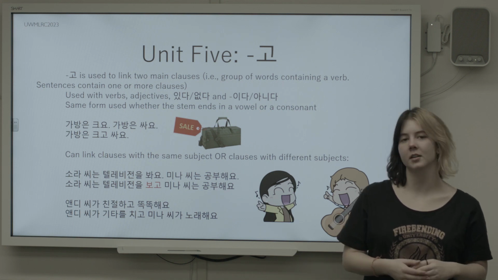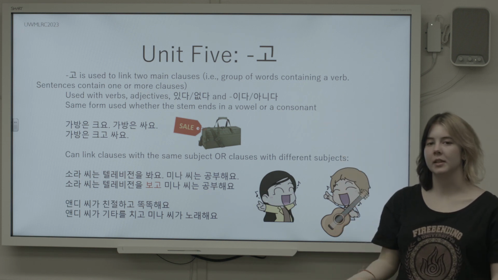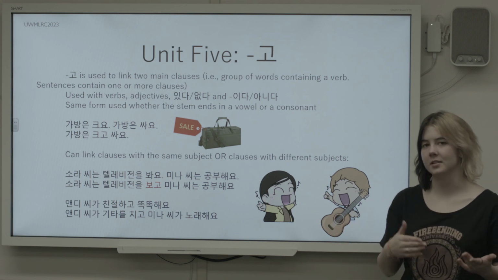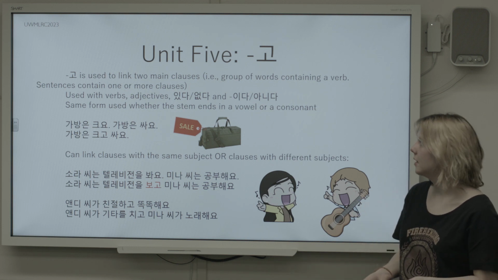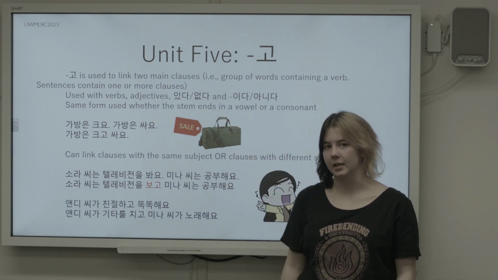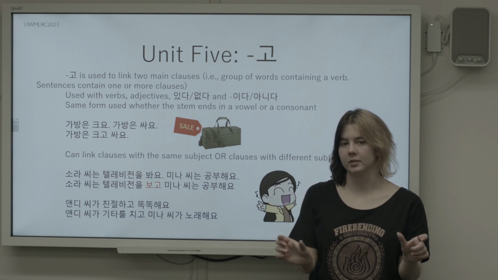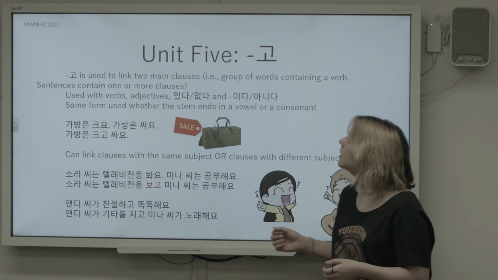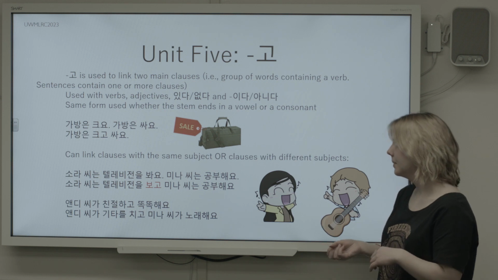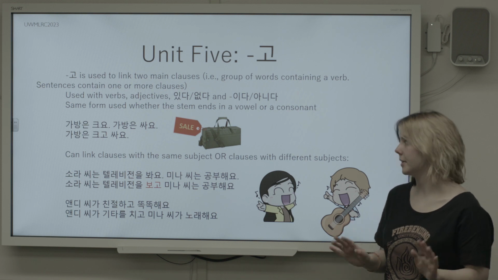Hello everyone, my name is Jenny, and today we're going to be talking about a very, very useful grammar pattern called -고. -고 is very useful because it helps you link two main clauses. Clauses are groups of words containing a verb, and sentences typically have 1 to 2 clauses. But the nice thing about this is that it allows you to make more complicated sentences. -고 pretty much translates to "and," so you'll be able to link two different clauses and create compound sentences. You use -고 with verbs, adjectives, 있다, 없다, and 이다, 아니다, and you use the same form no matter if the stem ends in a vowel or a consonant, so you don't have to worry about that.